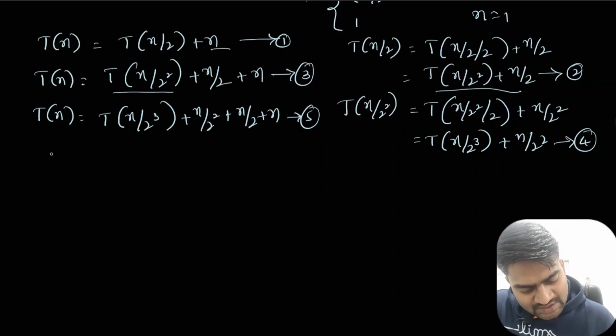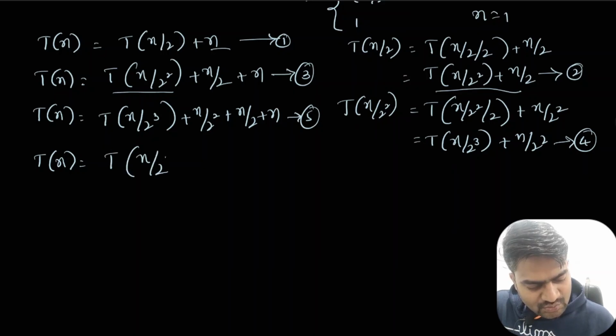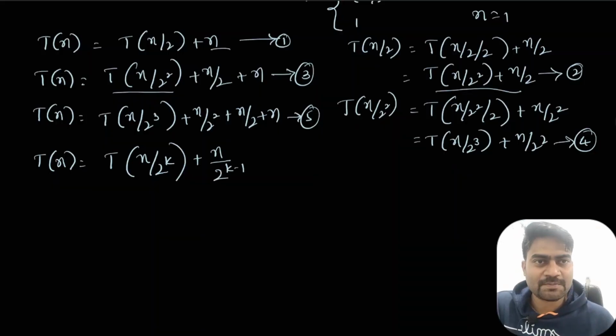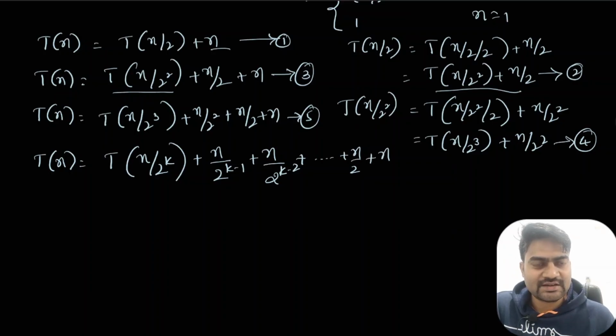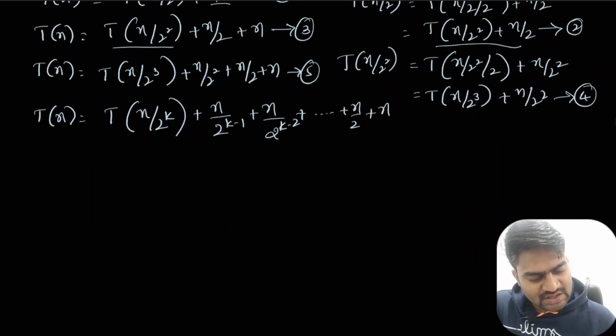Okay, so what I can write, T(n) is equal to T(n/2^k), because it runs for some k times, k random times. Now if this is 2^k, then the next term will be n/2^(k-1). Correct, I can write that. Then n/2^(k-2) and so on till n/2, then plus n. Correct, right? So this is how we can generalize this equation.